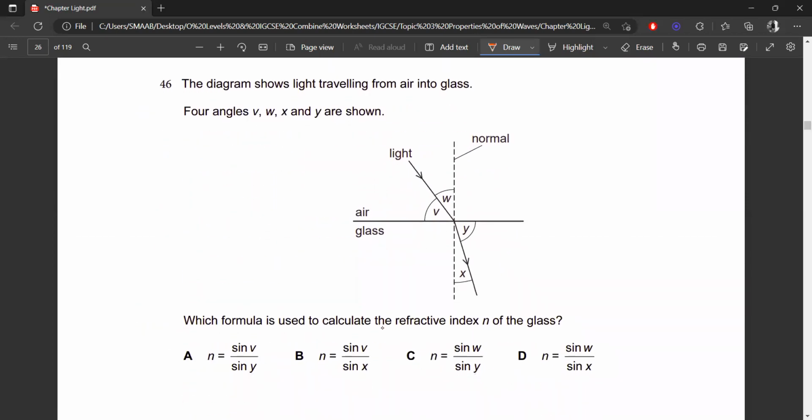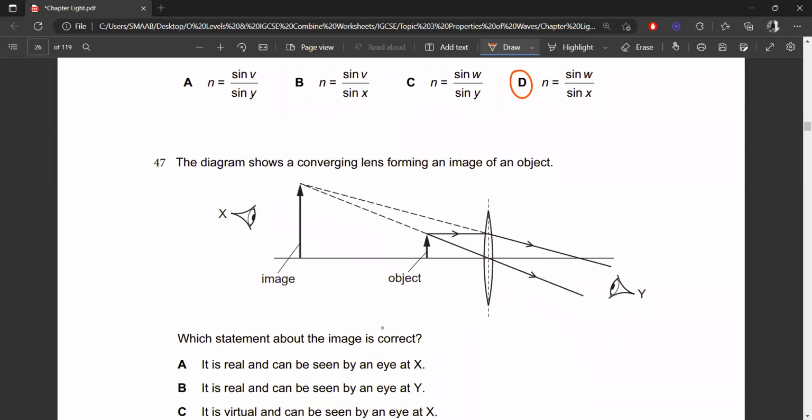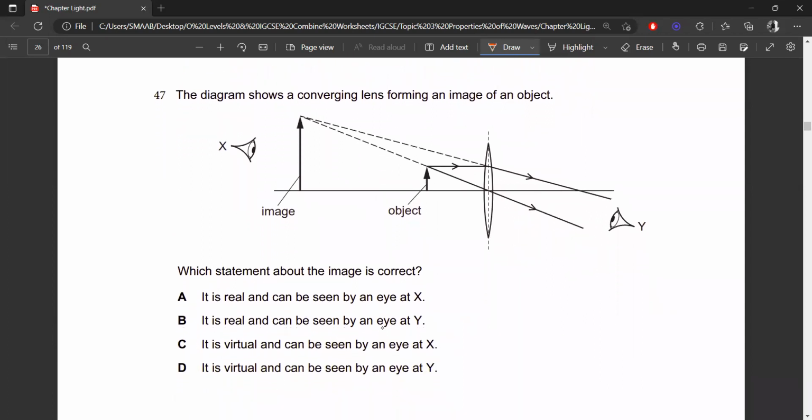Okay, 46. In question number 46, light is moving from air to glass. Which formula is used to calculate the refractive index of the glass? That is also easy. D. Yes. W is the angle of incidence. X is the angle of refraction. 47.